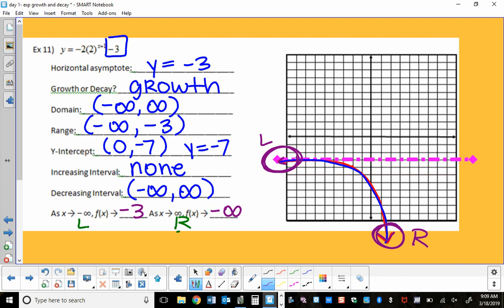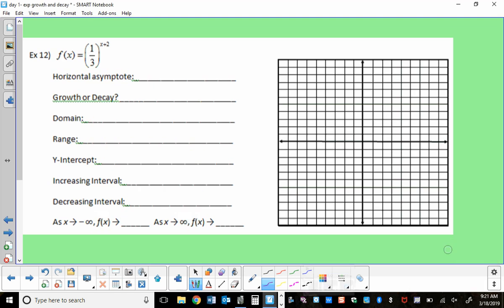Okay, so I want you to do 12 and 13, and then we'll go over the answers. Take about, I don't know, 8 minutes. You can check yours with mine. I'll also put the points that I used. You are not required to write your points down.